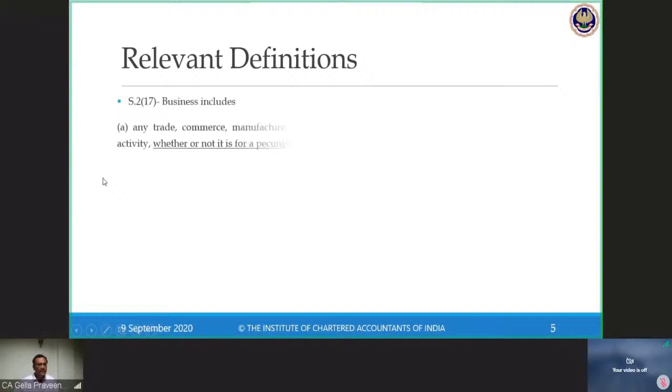So we will start with the definitions. The first definition we are going to touch upon is Section 2, subsection 17, which deals with the term called business. This term business is widely used in the input tax section, and in the levy, which is dealt with under Section 7, supply, read with Section 9.